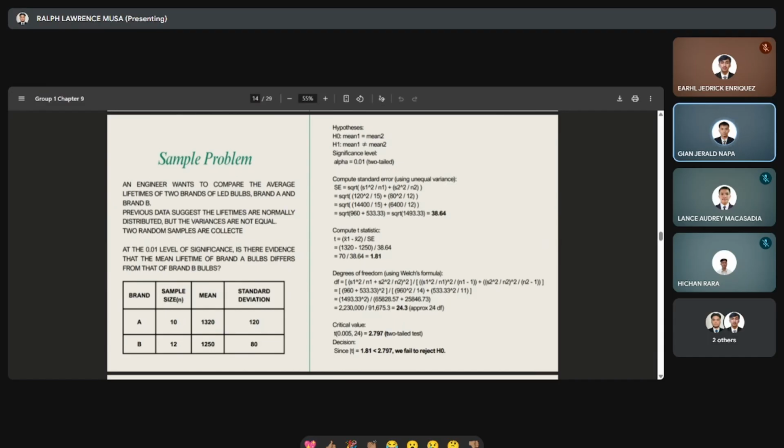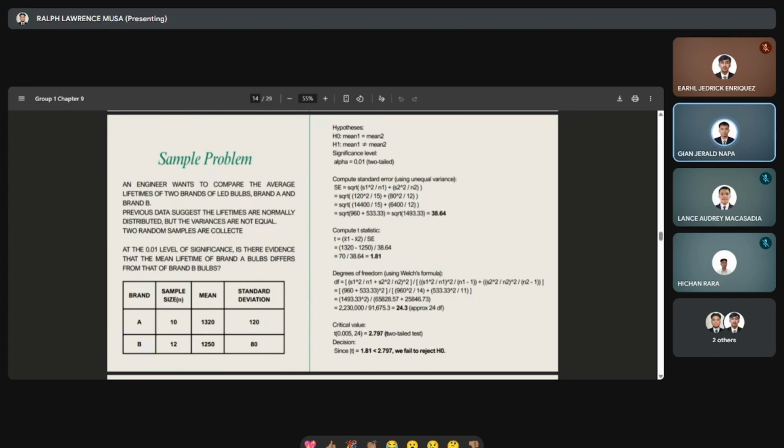Firstly, we will form our hypothesis. Our null hypothesis is mu sub 1 is equal to mu sub 2, which means that there's no difference between the mean lifetime of brand A and brand B. While our alternative hypothesis is mu sub 1 is unequal to mu sub 2. Our significance level is alpha equals 0.01, and it is two-tailed.